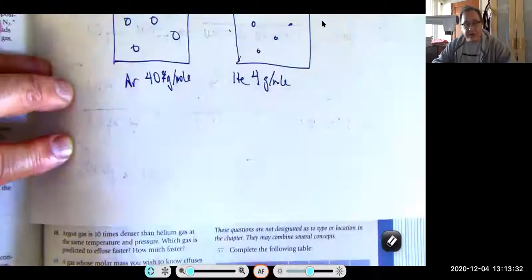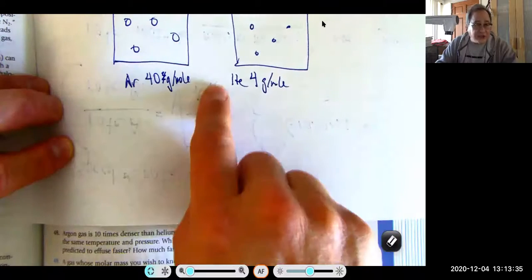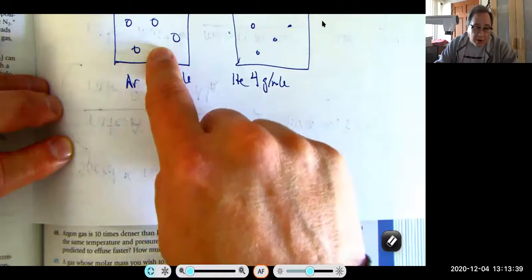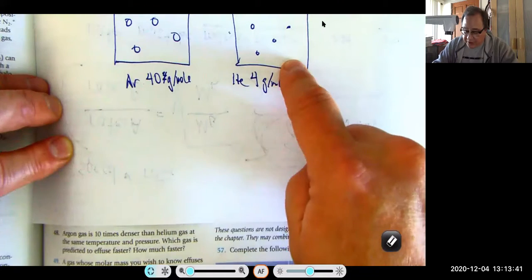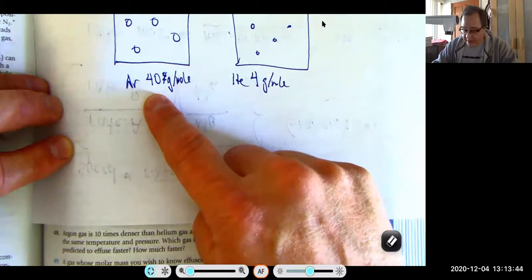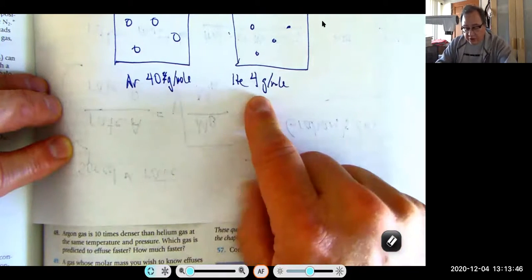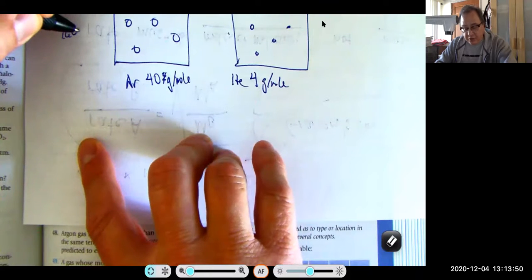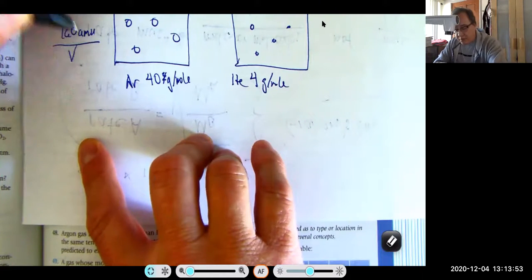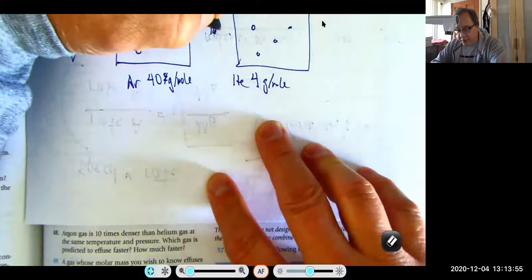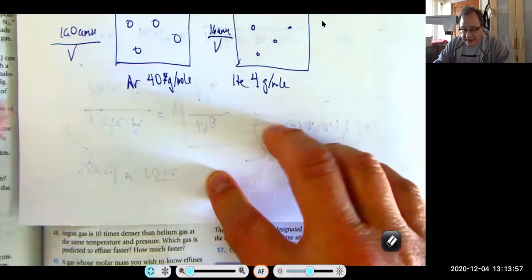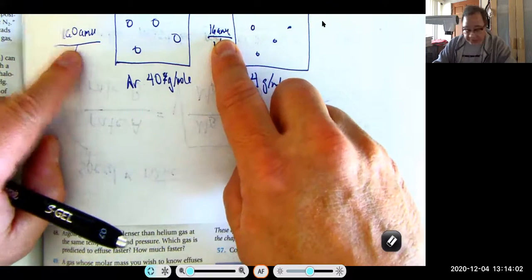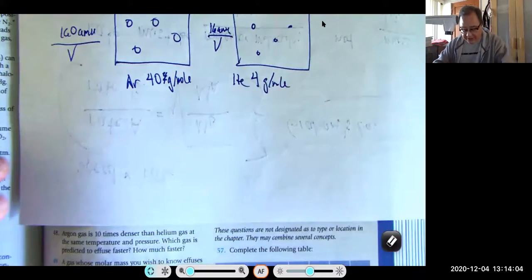Okay, this figure is to show you what they mean by argon is 10 times more dense than helium. If you have 4 argon particles compared to 4 helium particles, each argon weighs 40, each helium weighs 4. So this would be 160 AMU per whatever volume, and this would be 16 AMU per whatever volume. You can see that this density is 10 times less than that, or this density is 10 times greater than that. So that's what they mean by density.